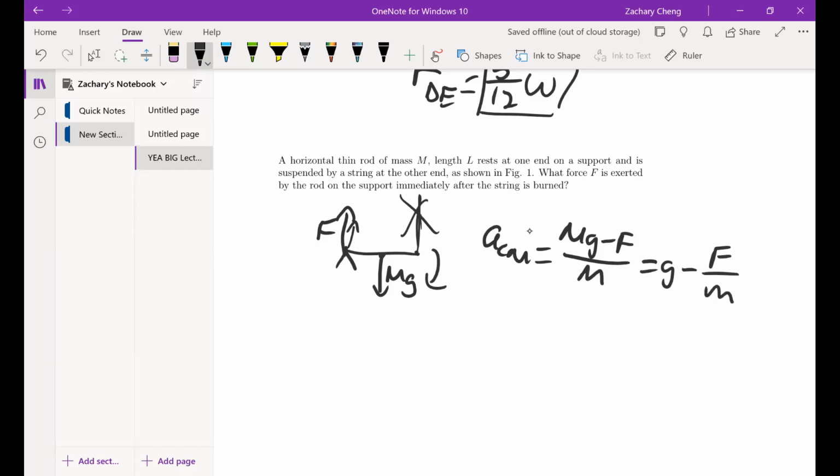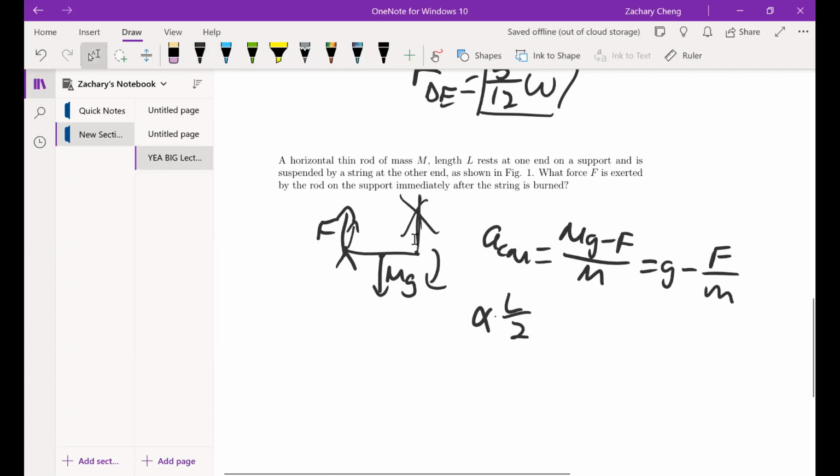And then when the rod rotates with an angular acceleration of alpha, this end of the rod is going to be moving up with an acceleration of alpha times L over 2, because it's rotating around the center of mass, and the distance from this end to the center of mass is just L over 2.